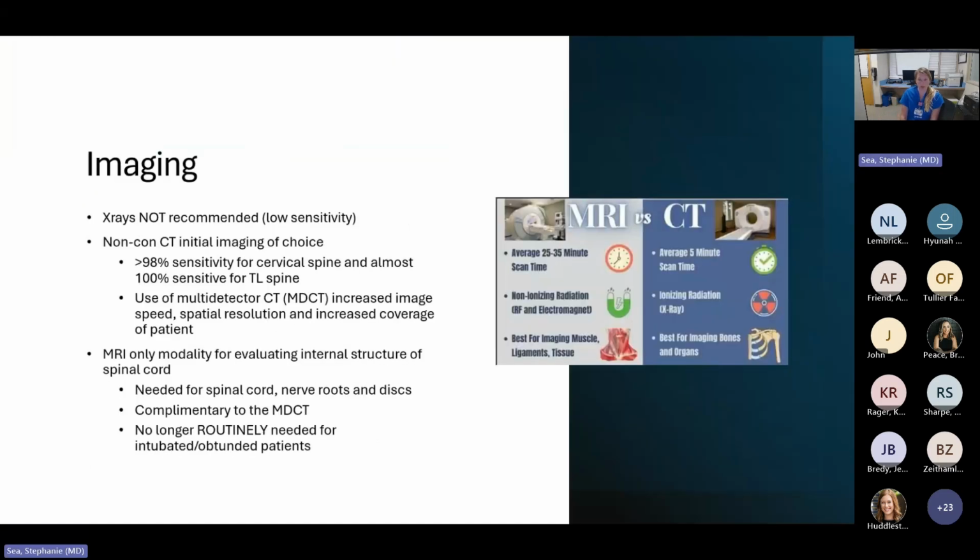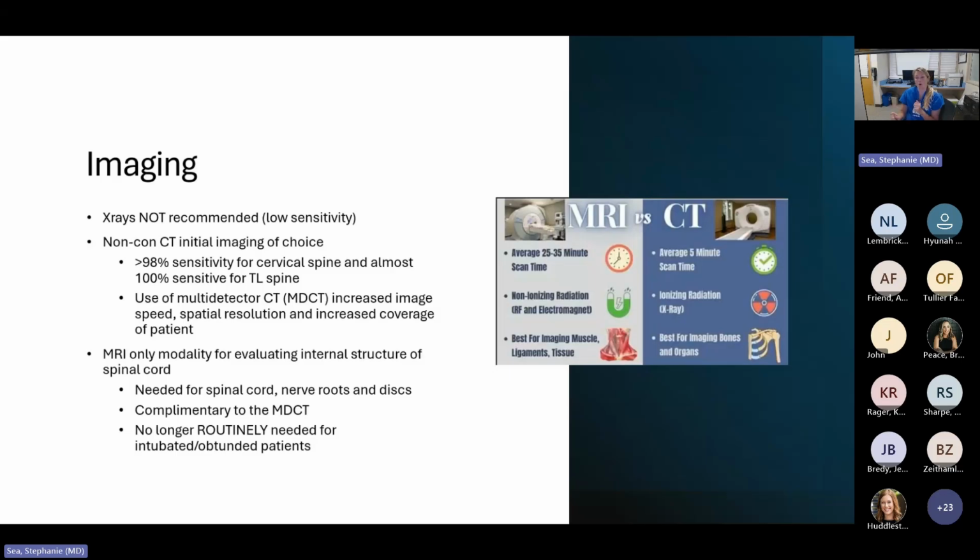So let's talk about imaging real quick. And I noticed our time, I'm maybe not even halfway through this talk, so I'm going to start speeding up. Imaging, x-rays, not recommended. That's the kind of old imaging. We do not do x-rays. To appropriately assess these injuries, you need at the very least a CAT scan. That is our initial imaging of choice. They're going to be the most sensitive, for C-spine and T and L spine. These are all done with multi-detector CT, that's what our CTs are, so you don't have to worry about that.